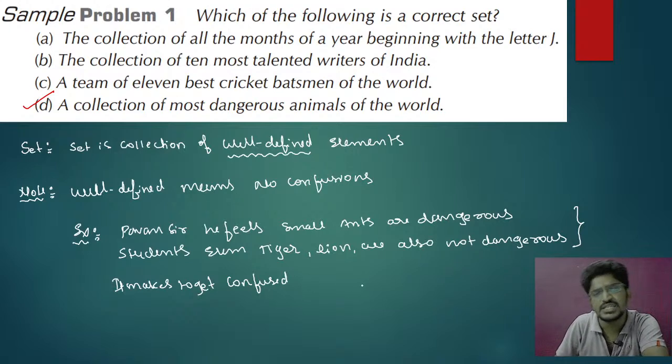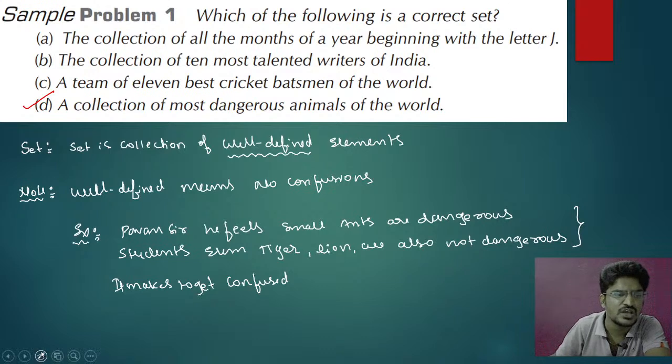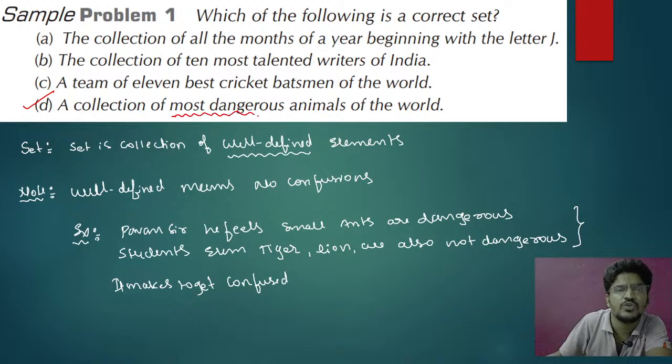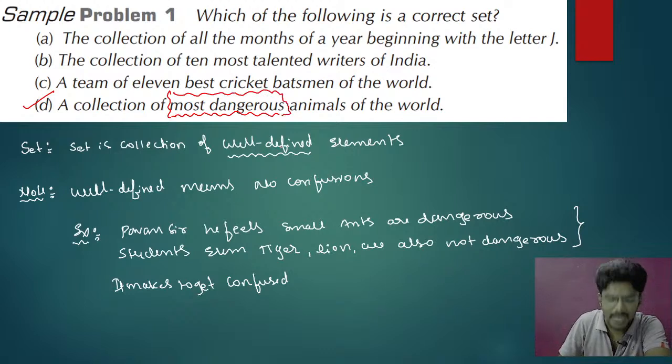Clear? Or it pulls us into confusion. So when we are in confusion, we can't collect the elements, we can't collect the objects that we need. So that's why the collection will not be done here. In option D, the collections are not going to be done because of this small word, most dangerous. Clear? Suppose if you say only the collection of animals of the world, you can collect it, no problem. But this most dangerous makes it not well defined.